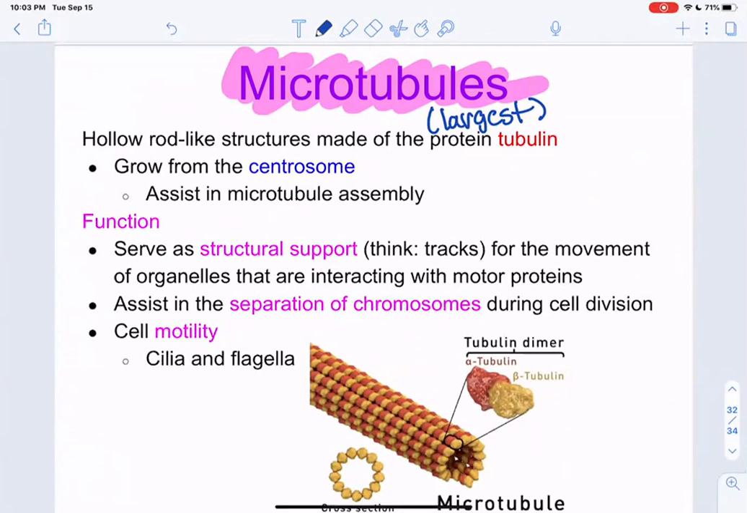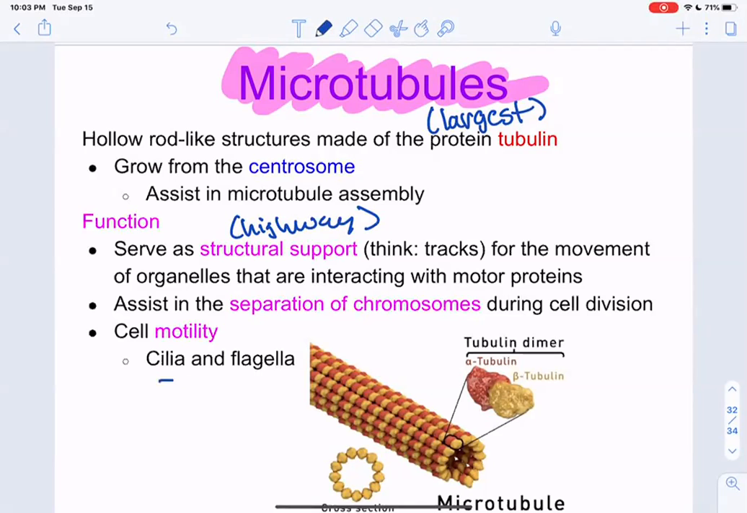They give structural support. Think of them like tracks. I like to think of this as the highway of the cell. The highway. So this highway allows for the movement of organelles that need to interact with motor proteins, and they help with the separation of chromosomes during cell division.